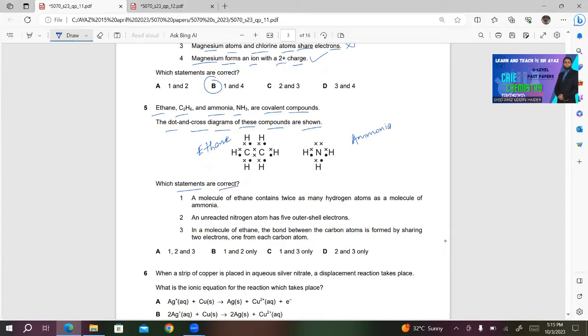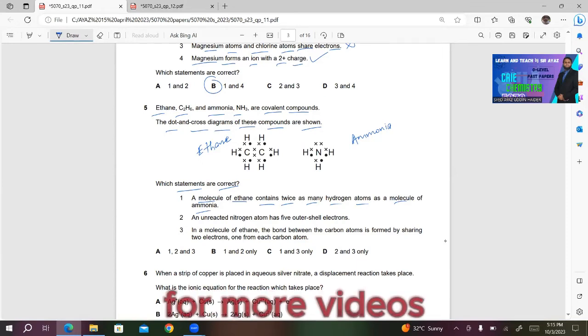Which statements are correct? Number 1, a molecule of ethane contains twice as many hydrogen atoms as a molecule of ammonia. If you look at the number of hydrogen atoms in ethane, it's 2 times the number of hydrogen atoms in ammonia. So this statement is correct.